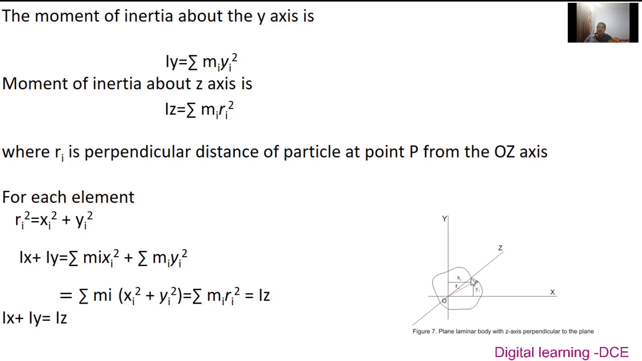From the geometry of the figure, we know that ri² is equal to xi² plus yi². Therefore, Σ mi ri². So we know the value of Σ mi ri² is equal to Iz. Therefore, this equation becomes Ix plus Iy is equal to Iz. This is the perpendicular axis theorem.